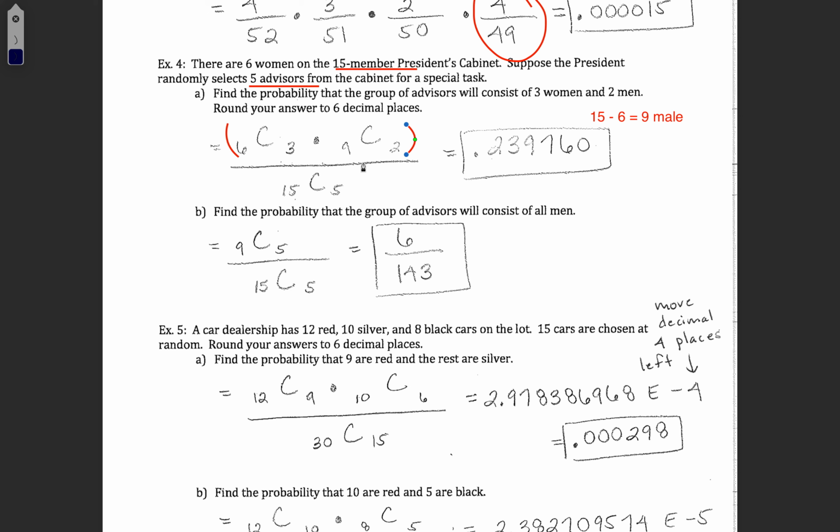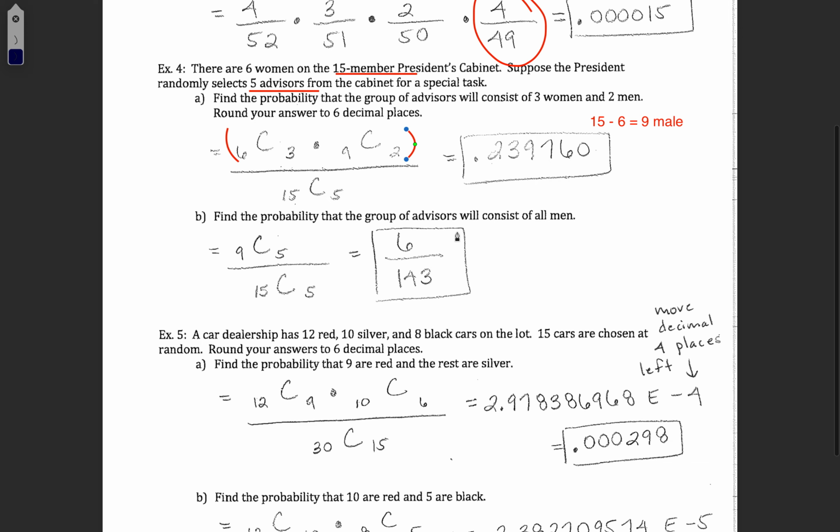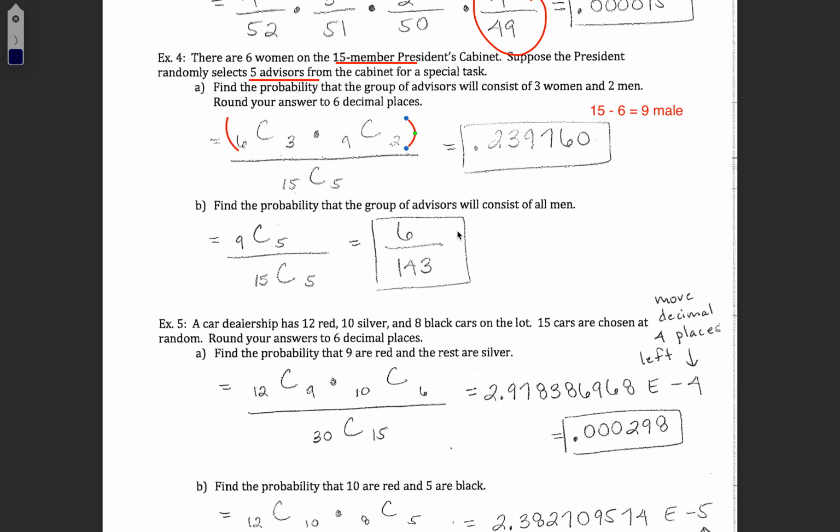B is a little bit easier. We know the probability will be all men. Now I said there were 9 men or males and I'm choosing 5. So 9 choose 5 out of the total, which is 15 choose 5. This one didn't tell me to round, so I'm going to write it as a reduced fraction. This one up here told me to round to 6 decimal places, so I did.